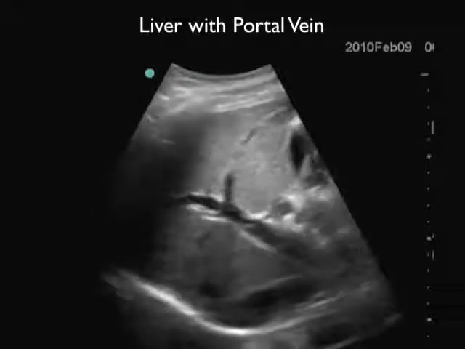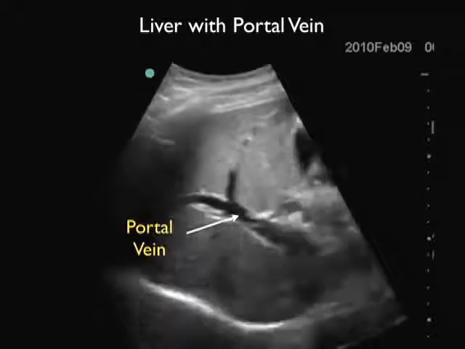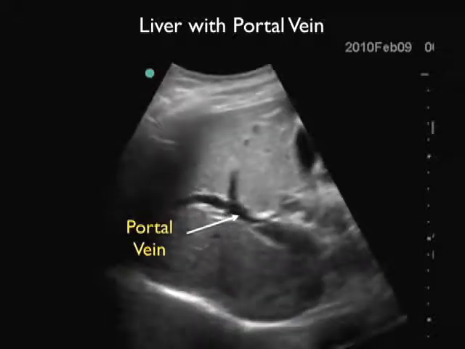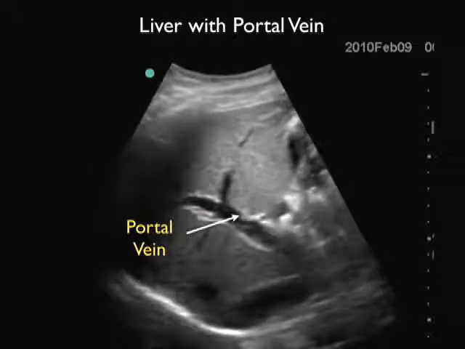Here's a classic appearance of the portal vein as it branches into the right and left portal veins within the liver parenchyma. Notice again that the liver is seen here in the middle of the image and that the portal vein has echogenic or white walls.